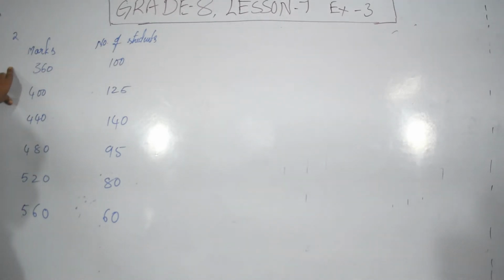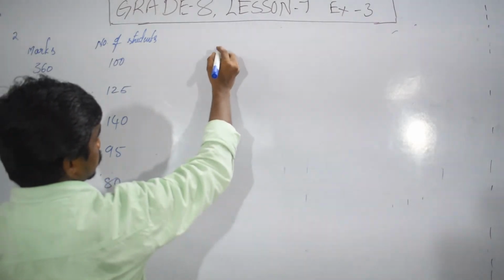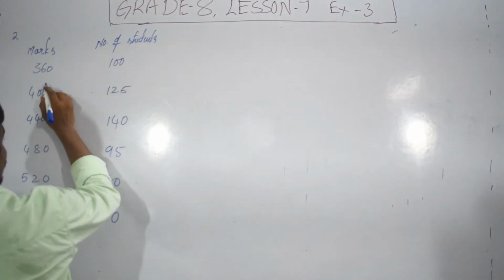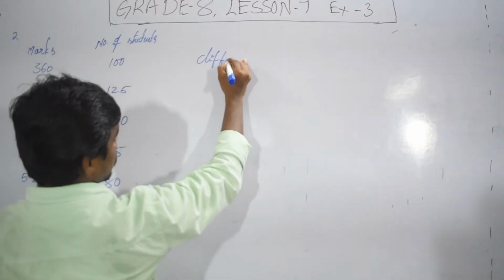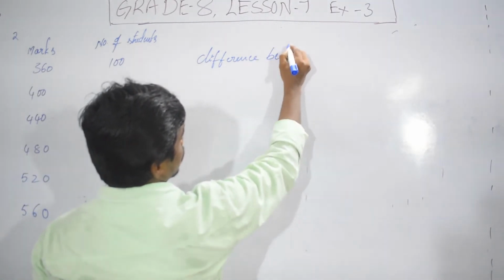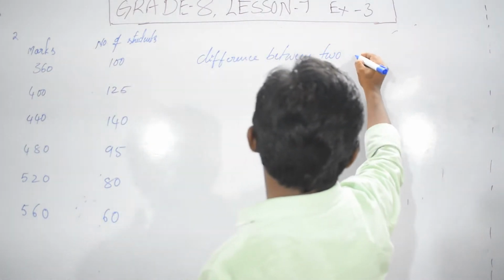Here the class intervals are not given, so we find the class interval. Here see, 360 and 400, what is the difference? See how we find it: the difference between two successive class marks.